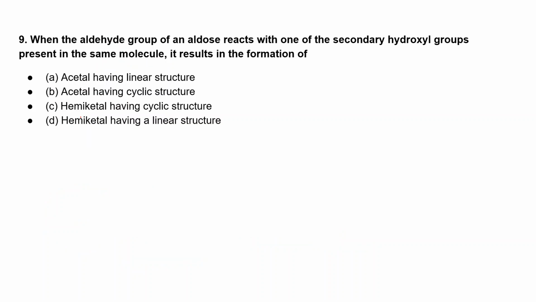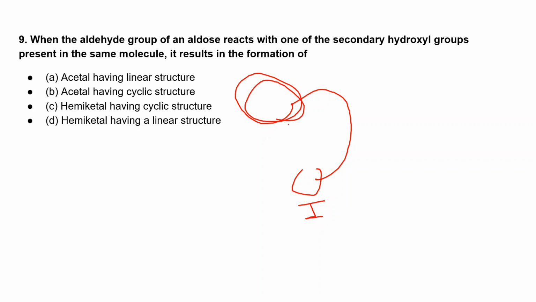Question 9: when the aldehyde group of an aldose reacts with one of the secondary hydroxyl groups present in the same molecule, it results in the formation of what? Option A is acetal having a linear structure, option B is acetal having a cyclic structure, option C is hemiacetal having a cyclic structure, and option D is hemiacetal having a linear structure.